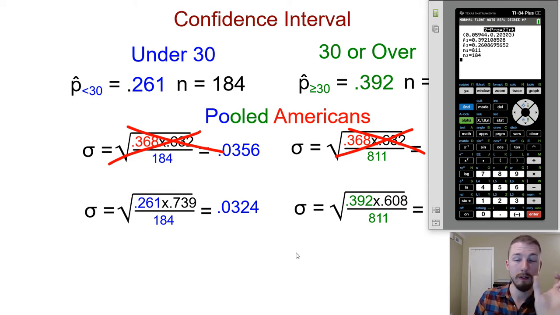Now, if we did a 95% confidence interval, it means there's 2.5% on both ends of the tails. So that would give us an alpha level of altogether 5% if it was two-sided. If it was one-sided, it would be an alpha level of 2.5%.